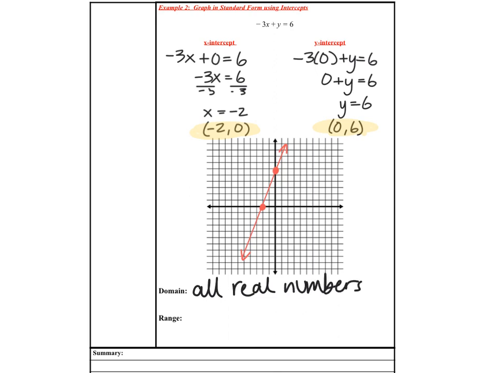Which, remember, you can use that weird R for. And my range, from lowest to highest, going down, it never stops, going up, it never stops. So my range is also all real numbers. And you can put that weird R with 2 lines if you want. That is how we find the x and y intercepts and how we use them to graph.